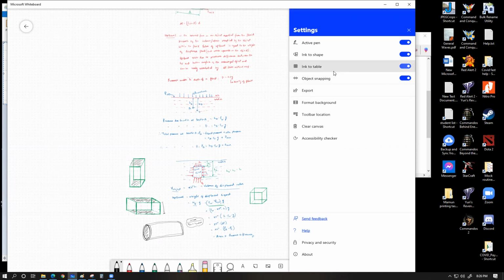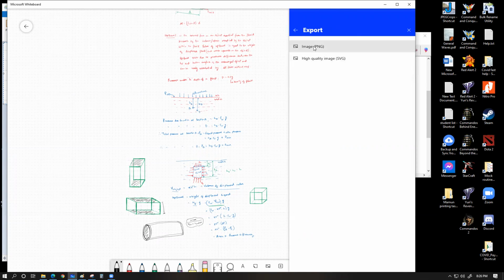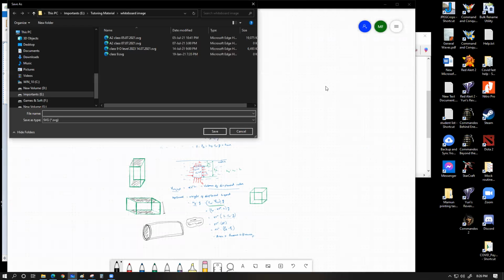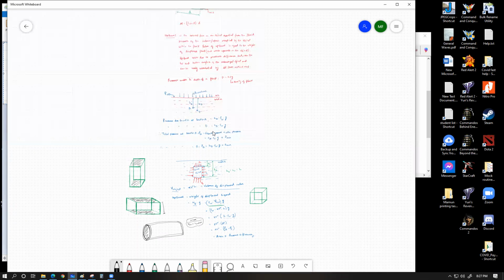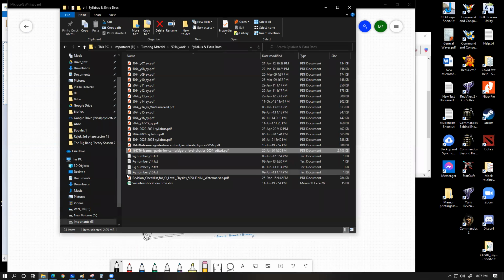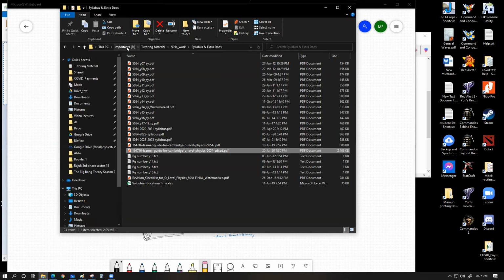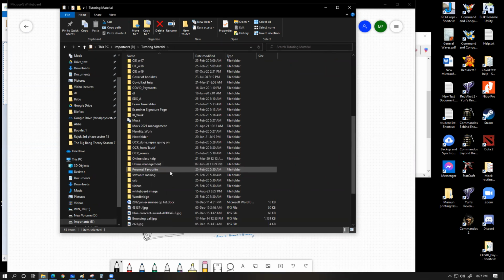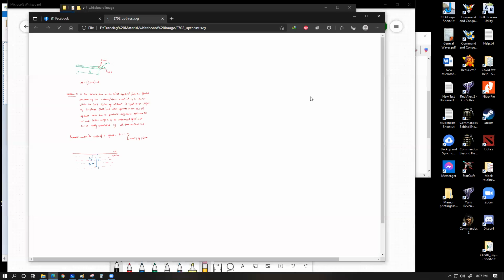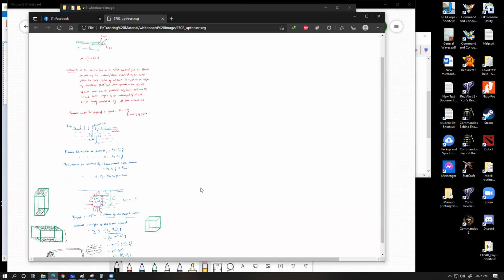How do you save it? Export. High quality image. Okay, I'm gonna write this. Upthrust. 9702. Upthrust. Did it get saved? Yay, it did get saved.